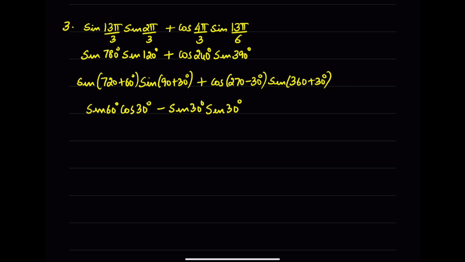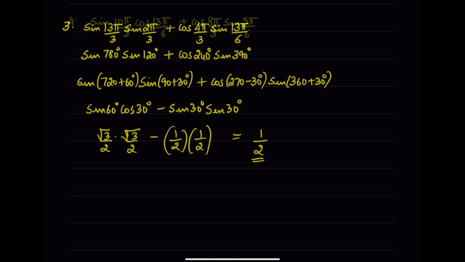Now let's apply the values. Sine 60 is square root of 3 by 2, cos 30 is square root of 3 by 2, minus sine 30 is 1 by 2, and 1 by 2 again. So here you would get the value of 1 by 2. So this is how you can solve the third.